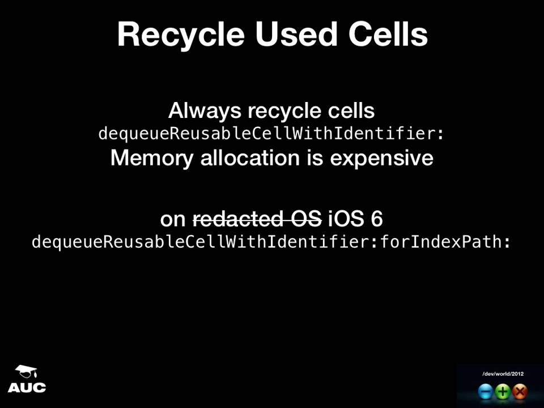This next trick is probably enforced by the template that Apple uses in TableView, but a lot of people actually try to override it as well. I've seen it in real code that people write. This is recycling used cells. TableView actually tries to do that for you. In your TableViewController data source, whenever you're creating a new cell, it puts in this method for you. It tries to make you call dequeueReusableCellWithIdentifier, because memory allocation is very expensive. So we try to avoid doing that as much as we can.